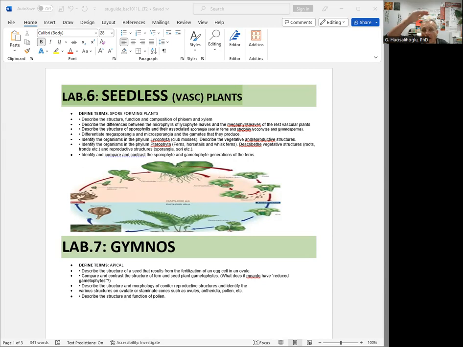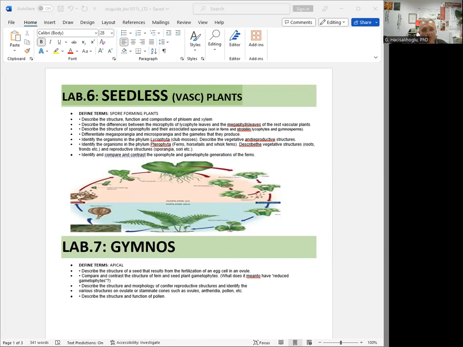They are a little higher up compared to bryophytes, but they are still missing seeds. So they are seedless, but they are vascular. That means they have a xylem and phloem system, unlike bryophytes. So these are seedless vascular plants or seedless plants.